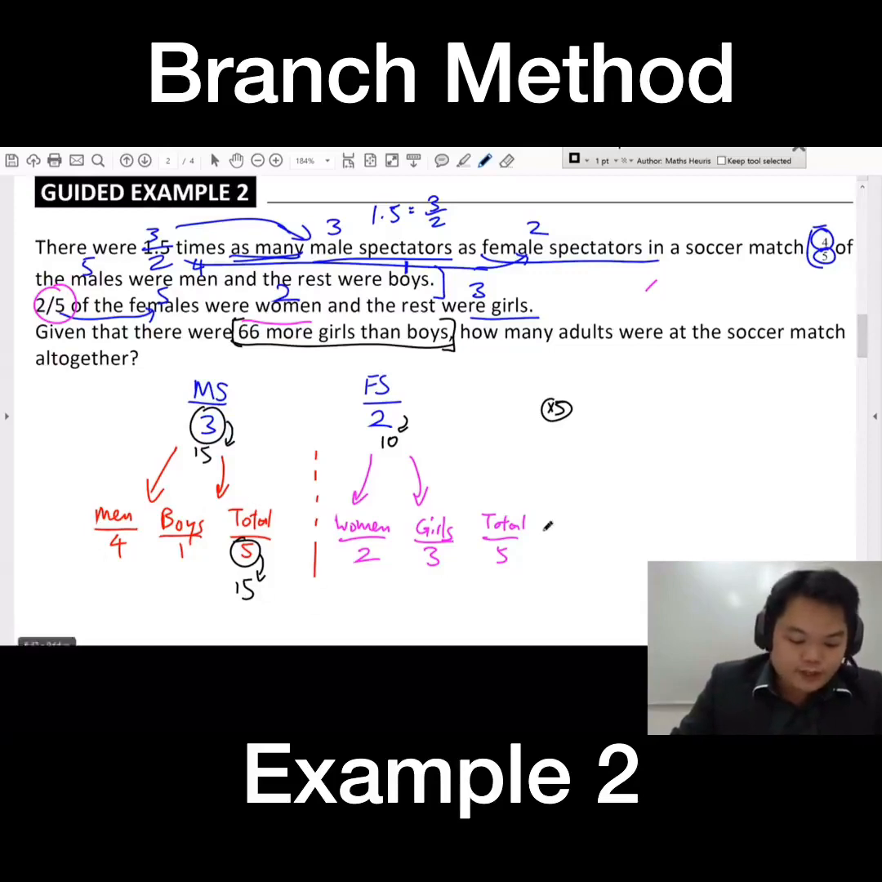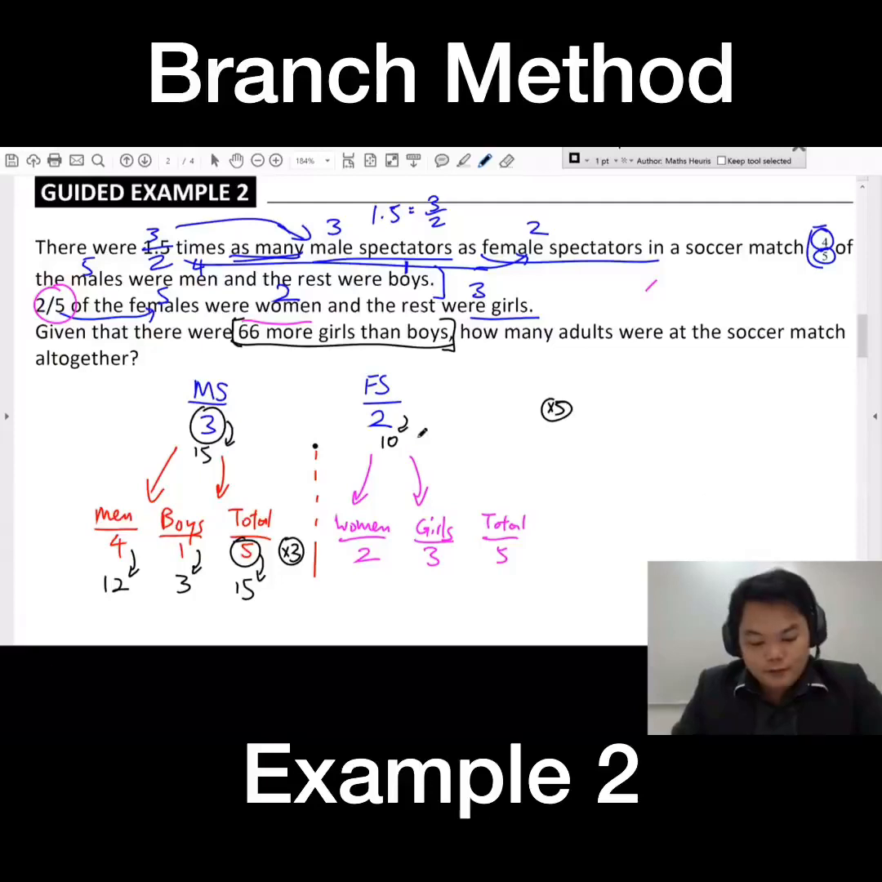For this red side, we multiply it by 3. So why did I draw this boundary here? Because these two are independent, we do not want to confuse the students, so we set up an artificial boundary here. So once this multiplier has been determined, we can do the same for the men. 4 times 3 becomes 12, boys 1 times 3 becomes 3. Okay, then male side is settled.